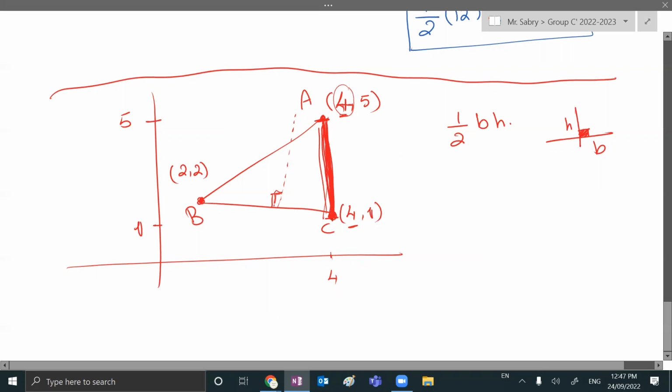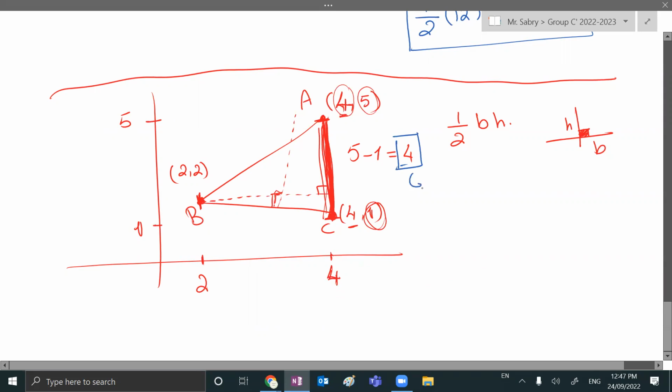So it's starting from this y value which is the 1 up until this y value which is the 5. So it's actually 5 minus 1 which is 4. So I do have the base. Now if I need to find the height, it is this length in this case. It's starting from this point B on the x2 up until the base which is on the x4. So what do you think the height will be equal to?